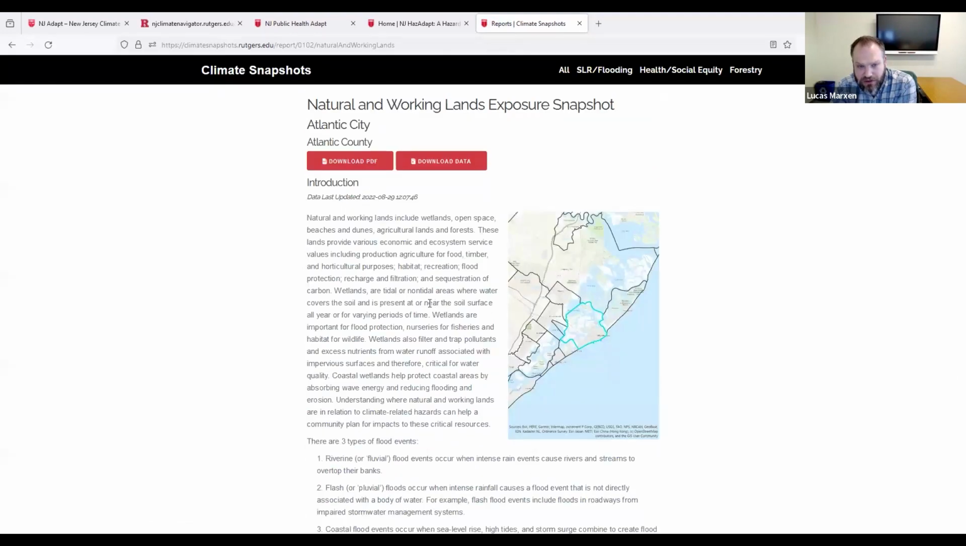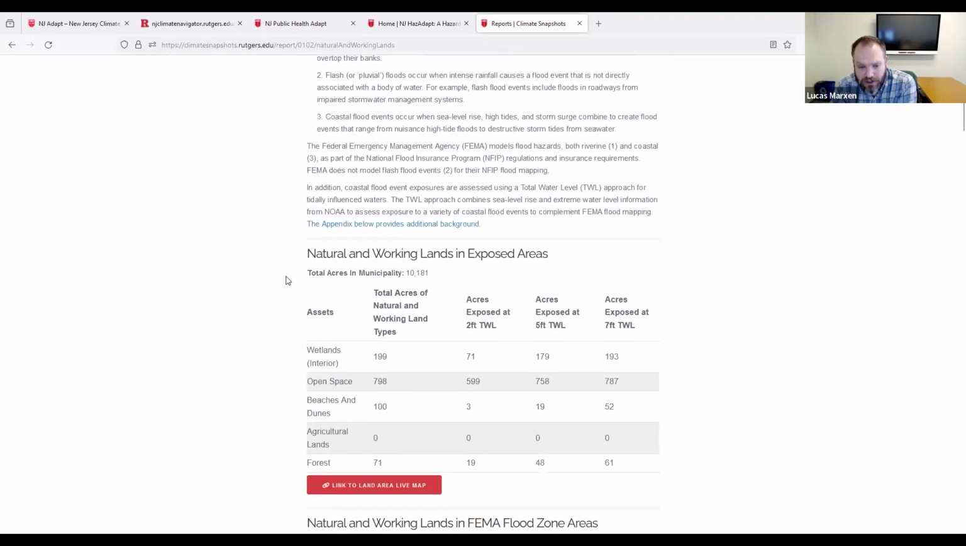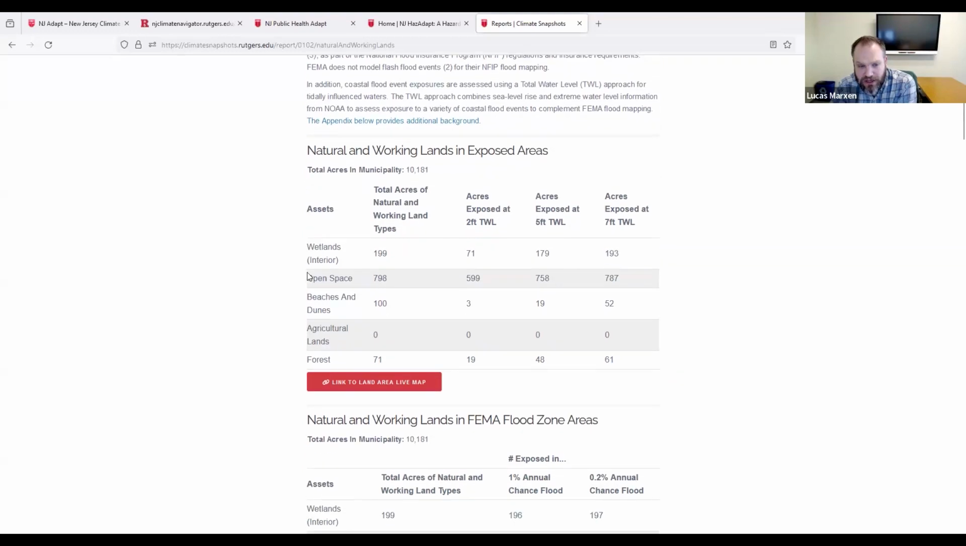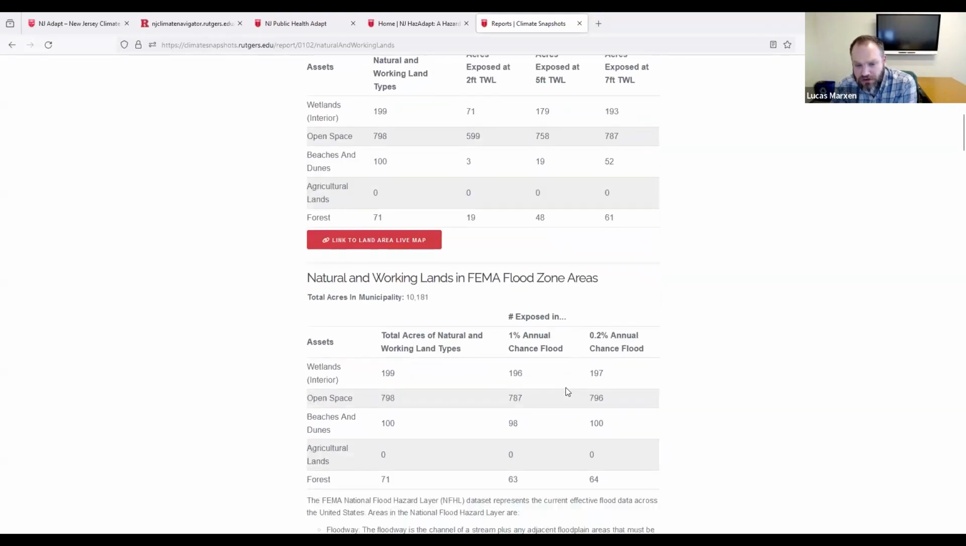Someone previously asked about natural and working land, so I'll show that quickly. So we do provide, based on different types of land uses, looking at wetlands, open space, beaches and dunes, agricultural lands, and forest. We provide the acres exposed to 2 feet, 5 feet, and 7 feet in addition to the FEMA flood zones.